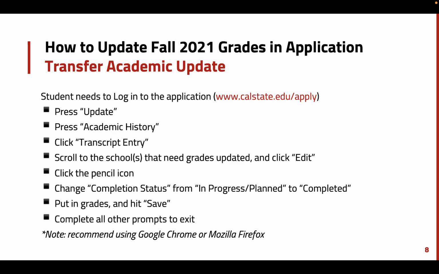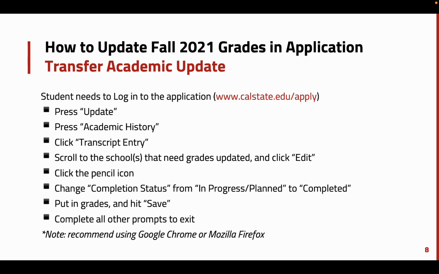So here's some instructions step by step on how to actually update your fall 2021 grades in the application for the transfer academic update. So you'll log into the application which is calstate.edu/apply. There's going to be a button that says update. Then you'll go to the academic history section, click transcript entry, and scroll down to the schools that need to have grades updated and click edit.